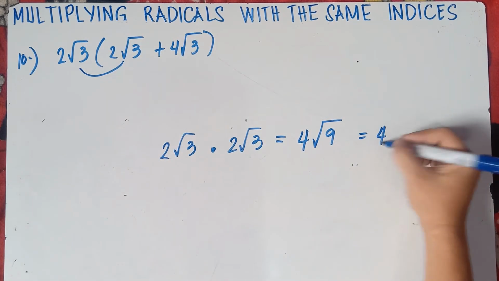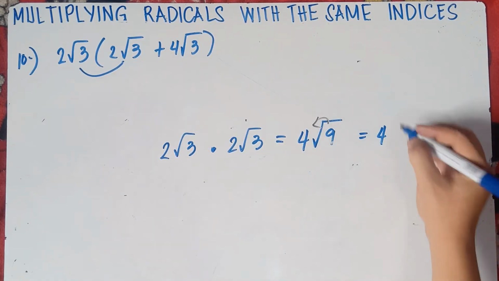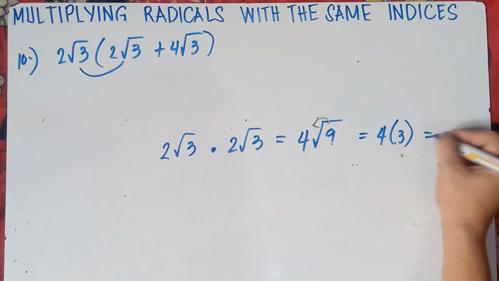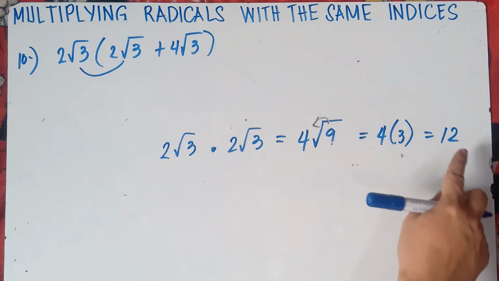So this will be 4. The square root of 9, that is 3. You put it outside the radical symbol. So this will be 4 times 3, that is 12. So 2 square root of 3 times 2 square root of 3, that is 12.